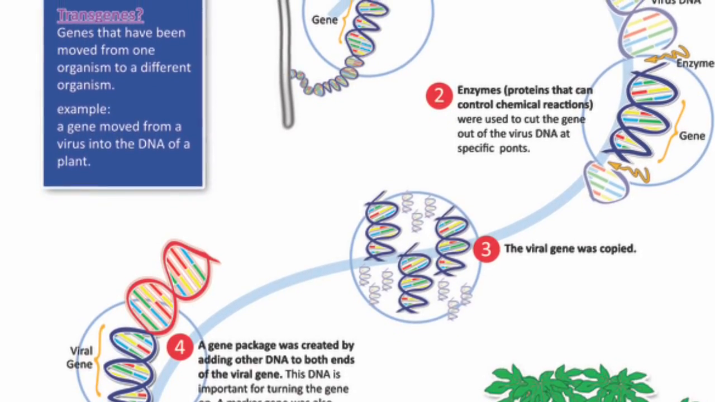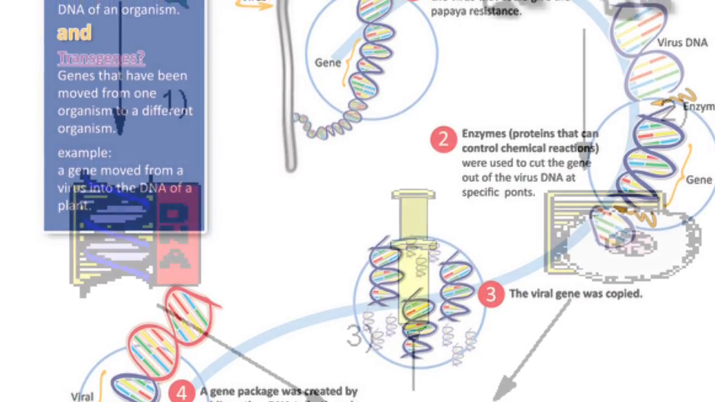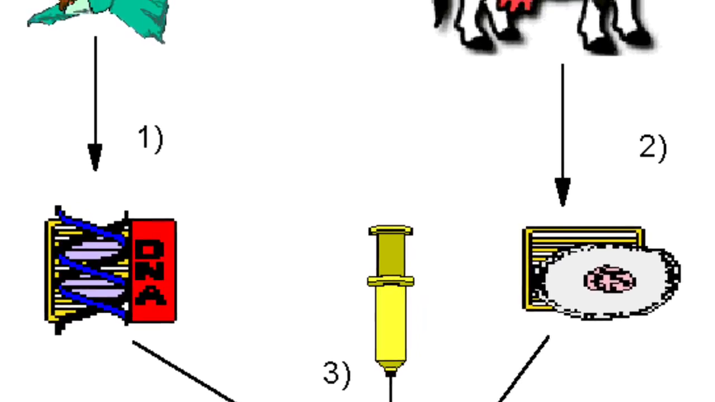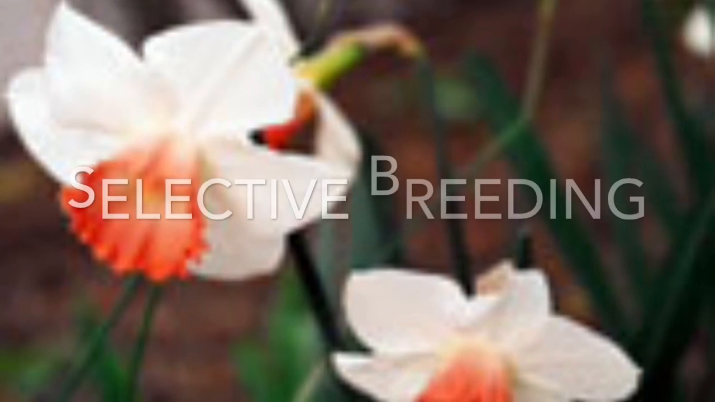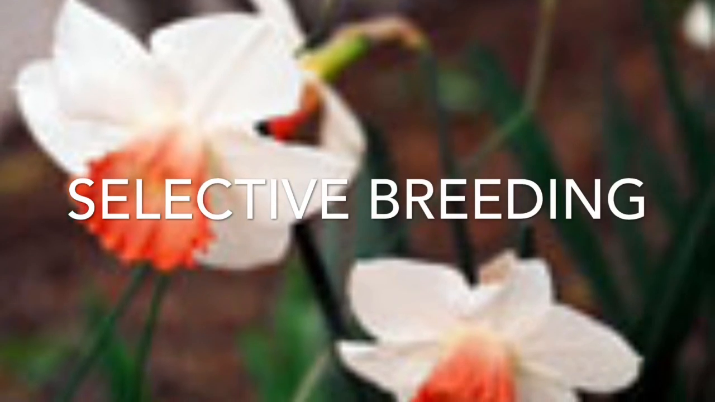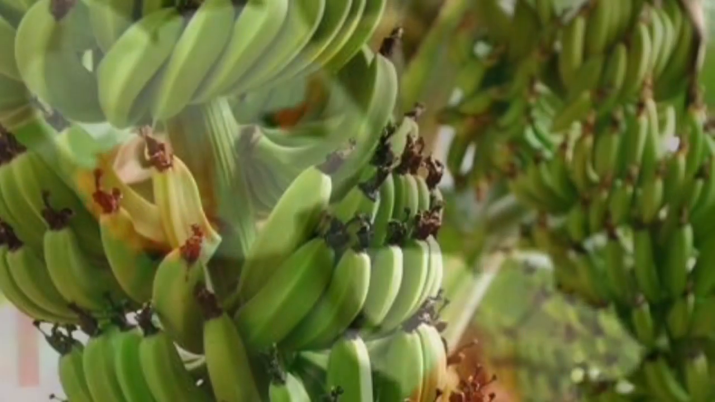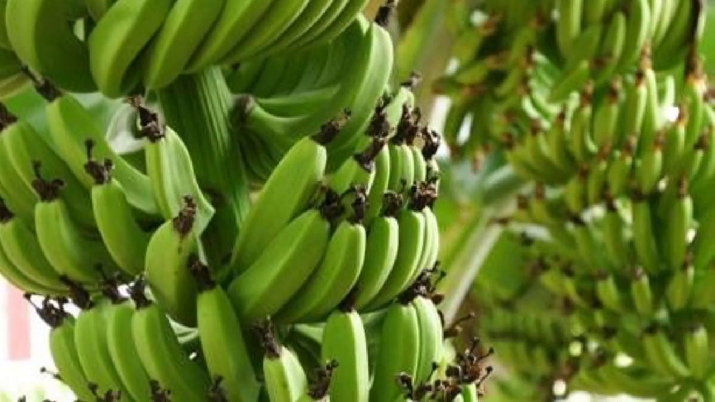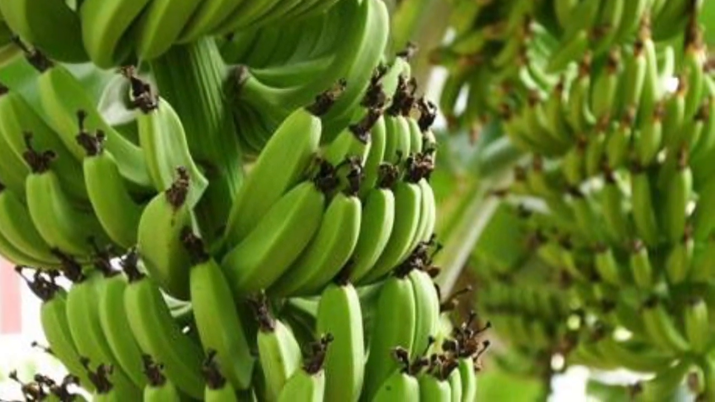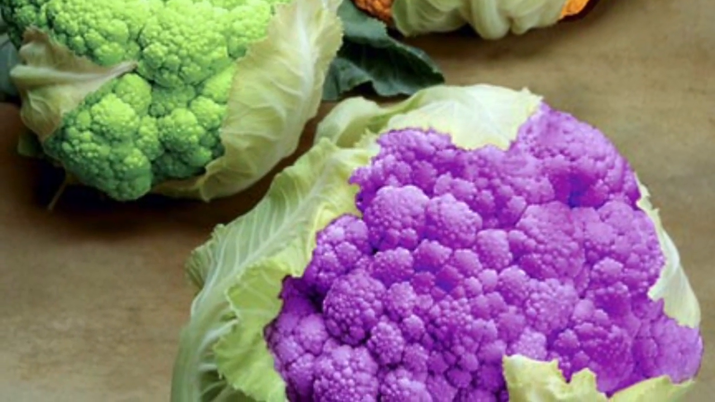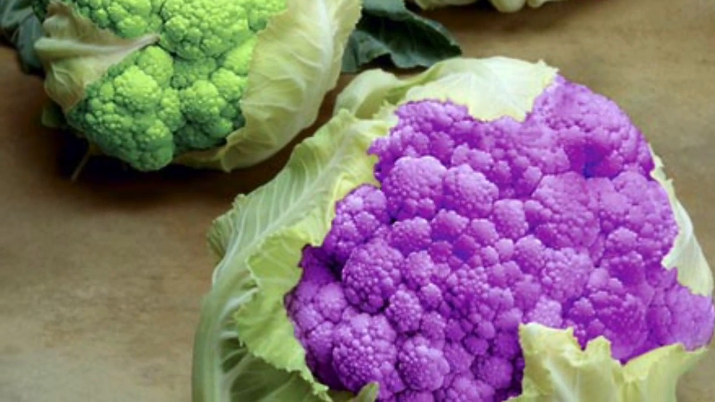Recombinant DNA started back in the 1970s, so it's still a new process where they extract the egg cell here to produce a new organism. Here you see bananas, which are more green and ripened. You have cauliflower, which can be altered. Its DNA can be altered.